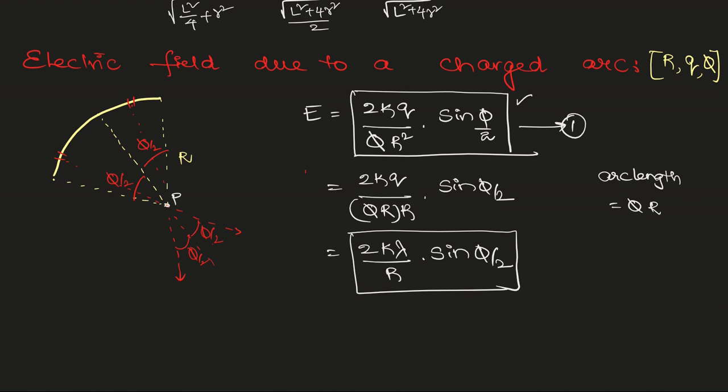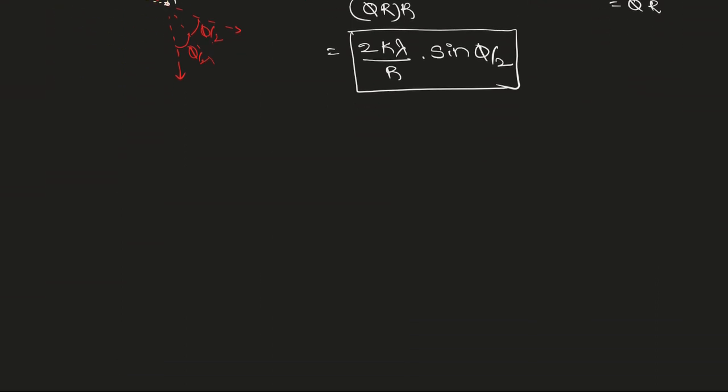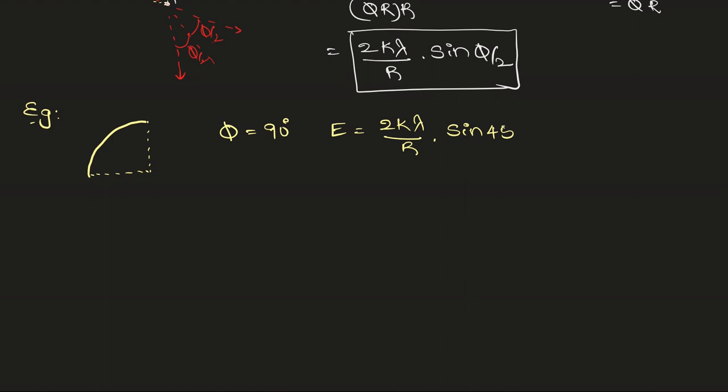Just look at this example. Suppose they ask like this, if it is a semicircle, so simple points like this. If it is a semicircle, or else first I'll discuss with respect to a quarter circle. For a quarter circle, the angle subtended will be 90 degrees. So the electric field will be equal to 2k lambda by r into sine 45, which is 1 by root 2.